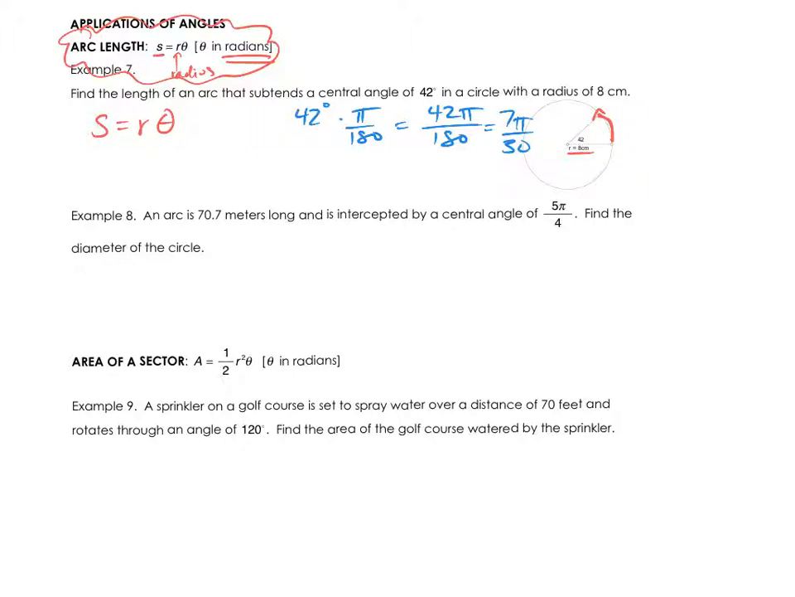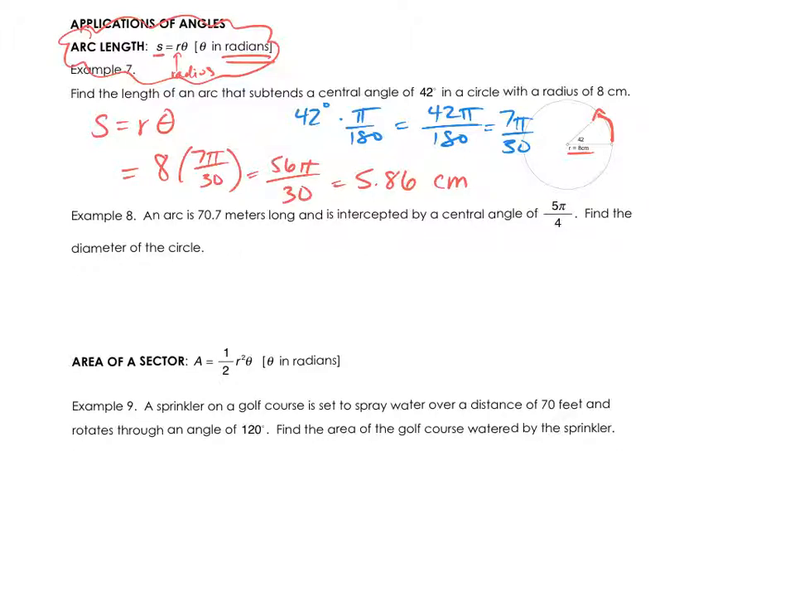So now I can plug that into my equation. So that is going to be 8 for my radius, and then my angle is 7 pi over 30. And when I simplify that, I get 56 pi over 30, which if I put that in my calculator, rounds to 5.86. And don't forget your units are centimeters in this problem.